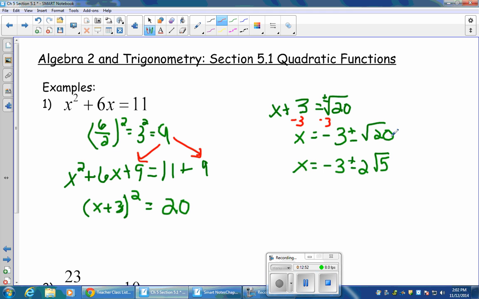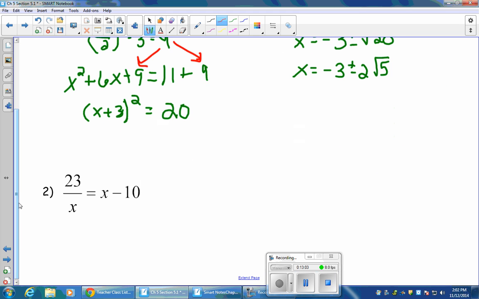We need to simplify 20. 20 is 4 and 5, which is 2 square roots of 5. And that's our answer. For the second one, first thing you're going to do is multiply through by x. So you get 23 equals x squared minus 10x.